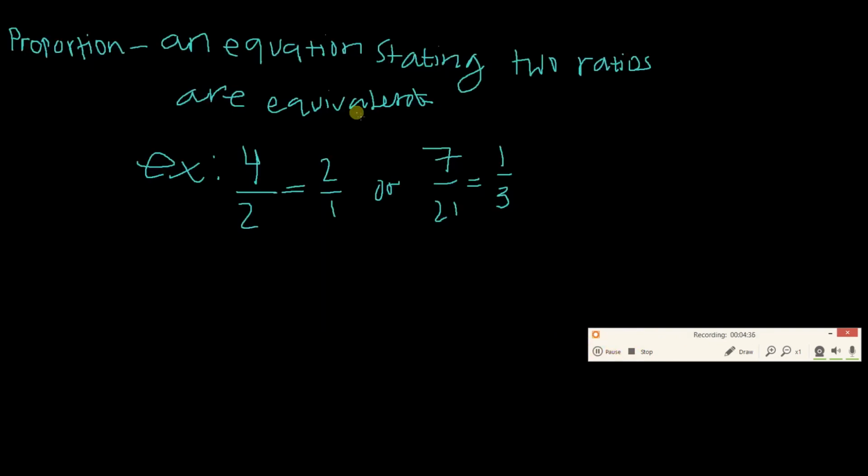So, a proportion is an equation stating two ratios are equivalent. So 4 divided by 2 equals 2 over 1. One way you can check this is 2 times 2 equals 4, 4 divided by 4 equals 1. 7 over 21: 7 times 3 is 21, 21 divided by 21 is 1. So it's a very simple concept right there. 21 times 1 divided by 7 is 3. So that's how you can check a proportion. Let's go on to the next term.